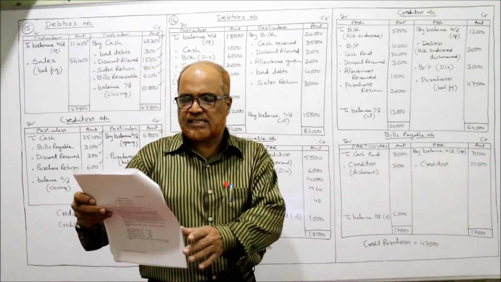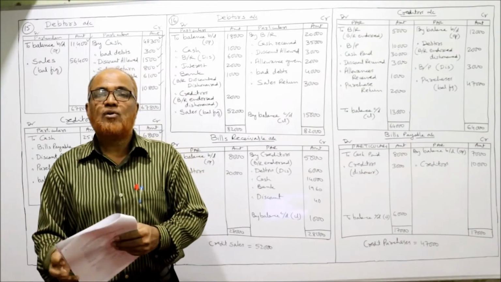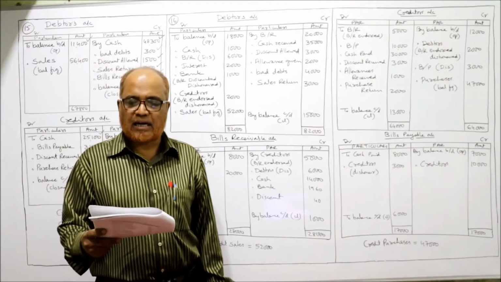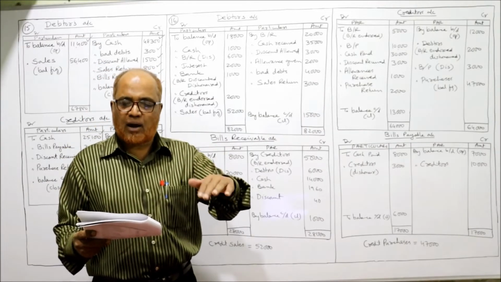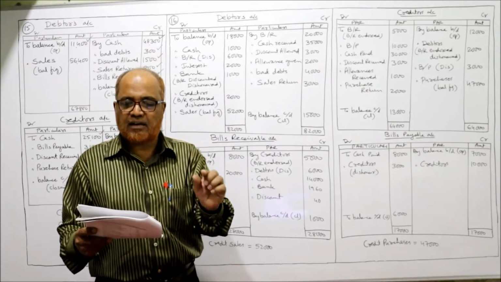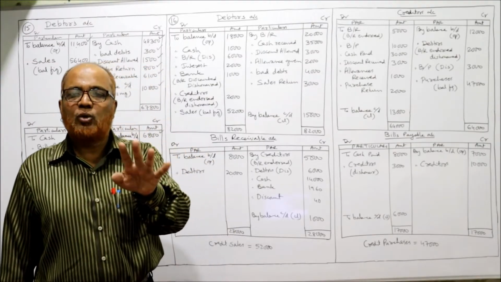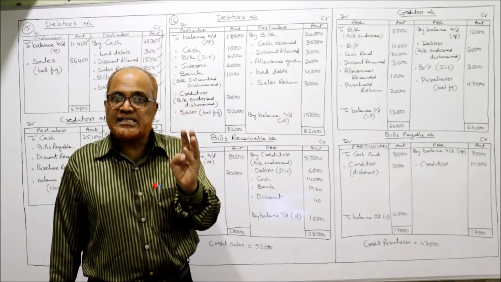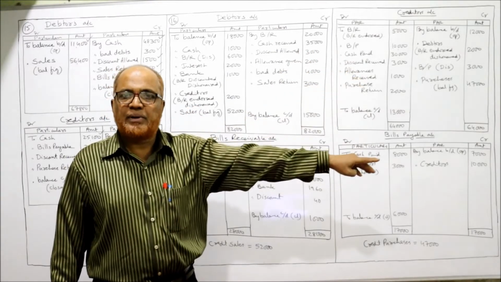Now, see the 16th one. 16th is also similar, but a little bit difficult because 4 accounts you have to make. From the following, prepare total debtors account, total creditors account, bills receivable account and bills payable account, and ascertain credit sales and credit purchases. So totally 4 accounts it is asking you to prepare. Total debtors account and bills receivable account, total creditors account and bills payable account.